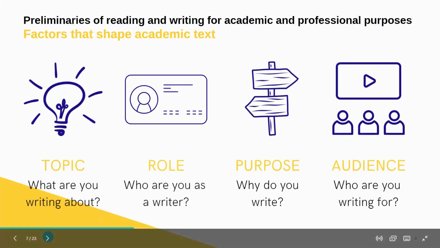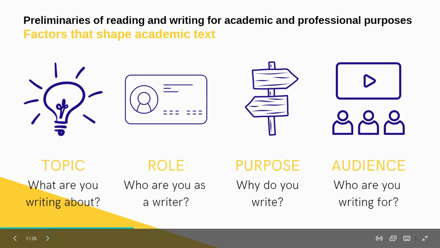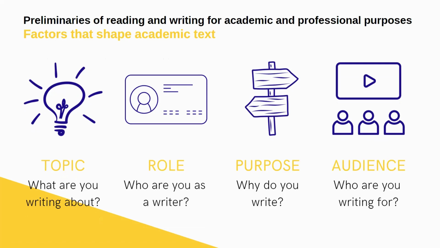Now, let's talk about the factors that shape academic text. First is the topic. It answers the question, what are you writing about? The topic is the general subject of whatever you are writing, and it could still be narrowed down depending on your focus. Your topic may be the Philippine presidential election, but it could still be specified.